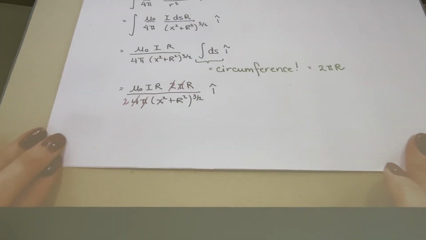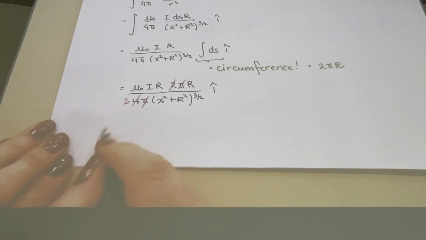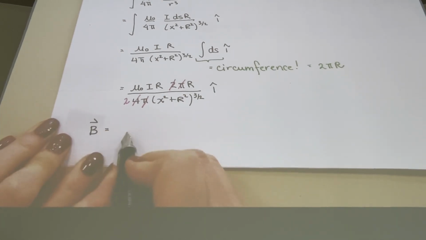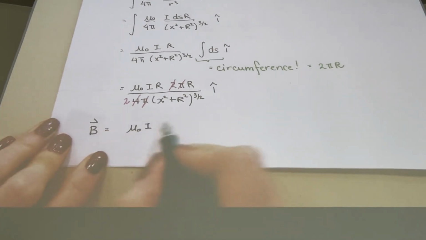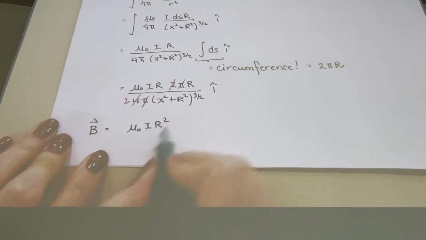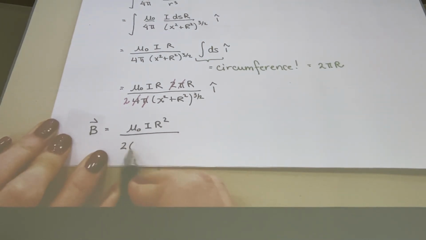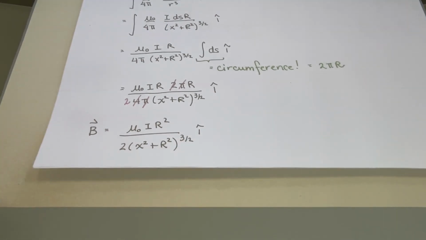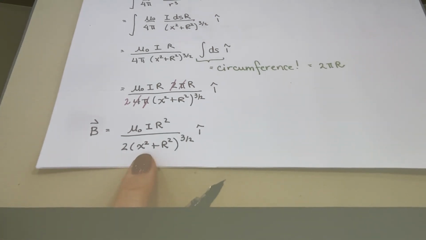So that gives us our final expression for the magnetic field at some distance x from the center: B is equal to mu naught times I times r squared over 2 times (x squared plus r squared) to the 3 over 2, and that's in the x direction, I hat. So there's the magnetic field on the axis of the coil, and it points in the x direction. Okay, any questions here?